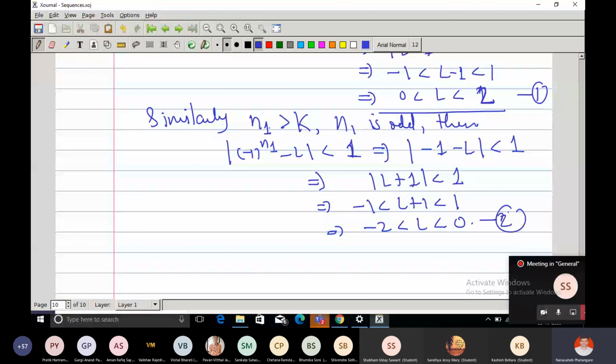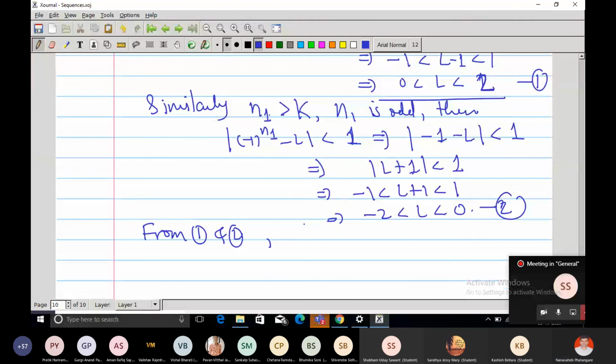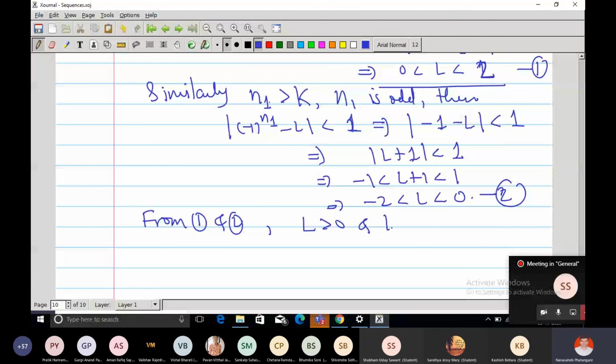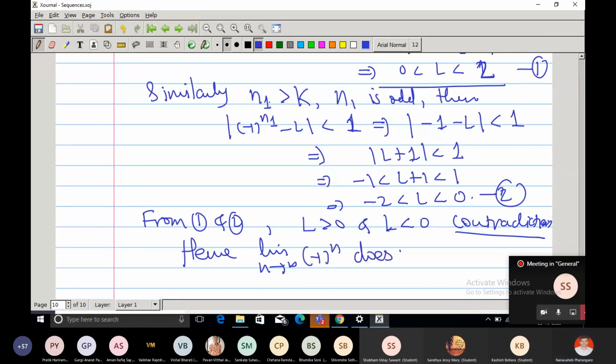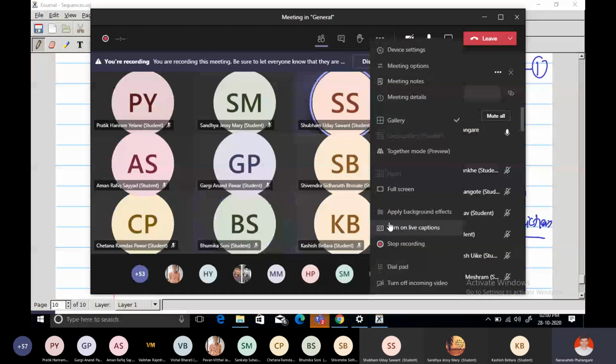This is second. And therefore, if you assume that the limit is L, then what is the contradiction? From 1 and 2, L is greater than 0 and L is less than 0. So contradiction. What 1 says is L is positive and what 2 says is L is negative. So this is not possible for a real number to be positive as well as negative. Hence, limit as n tends to infinity of minus 1 raised to n does not exist. Okay, so this is clear. Yes, sir. Right. Therefore, we get a contradiction.